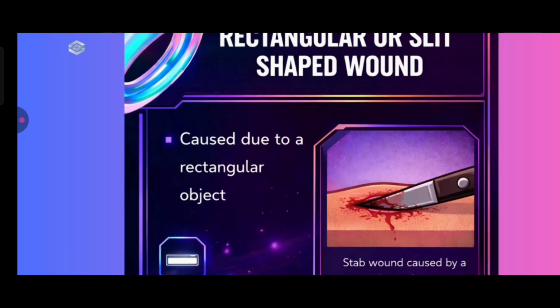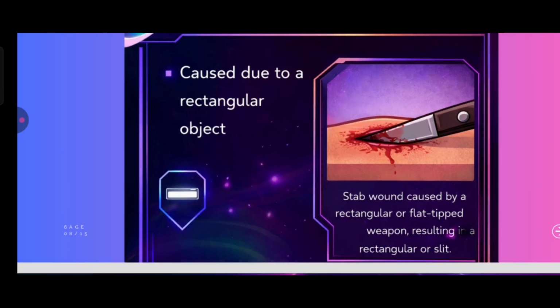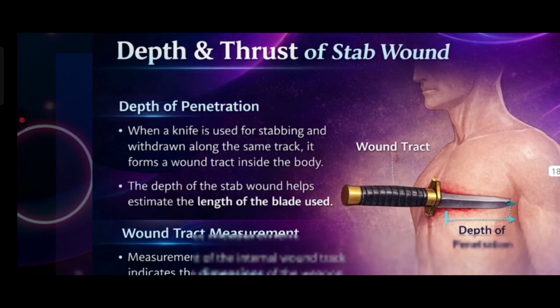The last one is the rectangular or slit-shaped wound. It is caused by a rectangular object. A stab wound caused by a rectangular or flat-tipped weapon, resulting in an irregular slit.